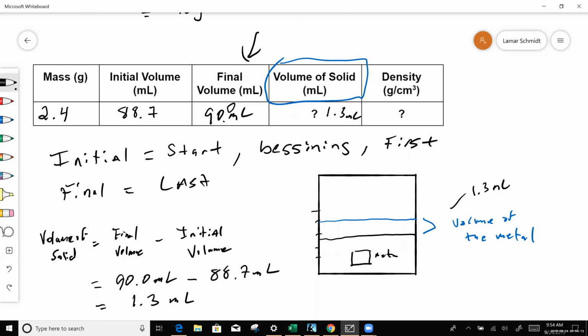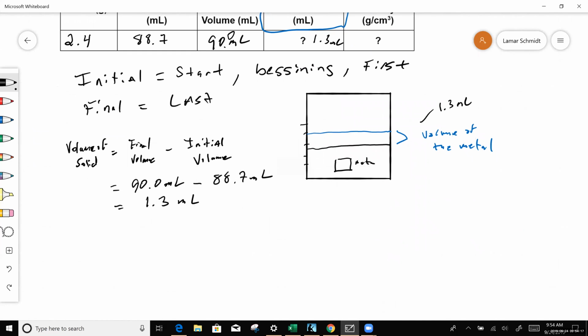All right, now, what is the density? How do I get density from this? Density is what formula? Mass over volume. Do I know the mass? Yeah, it's 2.4 grams. I'm looking at my data table right here. What's my volume? We calculated, by the way. Yeah, 1.3 milliliters. And then all I do is take 2.4 divided by 1.3. And what do I get?